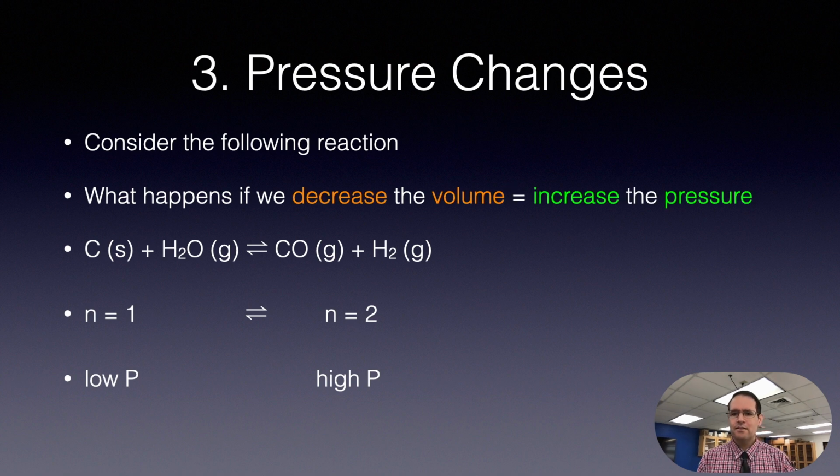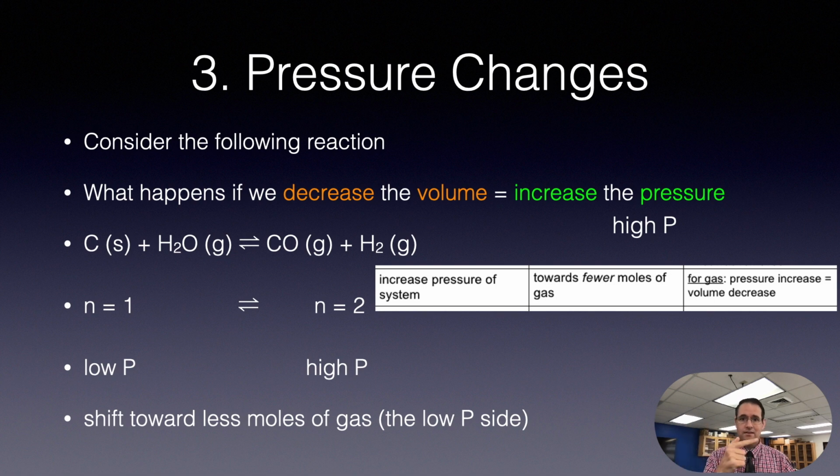If you decrease the volume, you're increasing the pressure. Think of a bicycle pump, all right? You're pushing down on it and you're decreasing the volume and the pressure is increasing, okay? So that means high pressure. So if you're telling a reaction, hey, I want to make you high pressure, what does the reaction do? It does the opposite, okay? It's going to shift towards the lower side, or the left. I forgot to put my little green arrow in here, but I wrote it. So you're going to shift towards the fewer moles of gas, or the low pressure side.